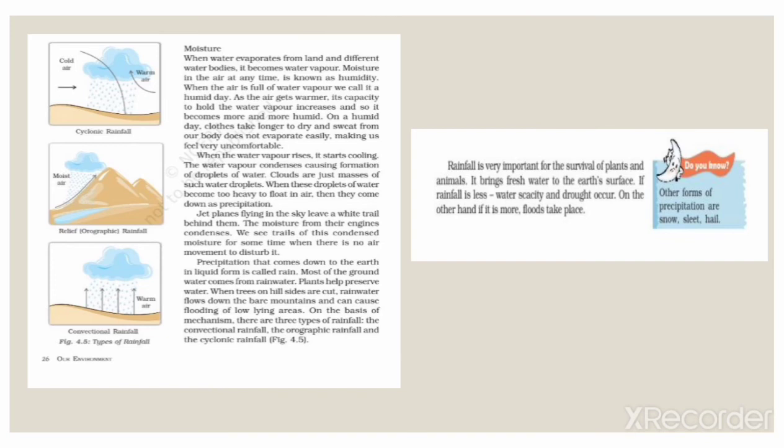There are three types of rainfall. Have you heard? One is relief or orographic rainfall, the second one is convectional rainfall, and the third one is cyclonic rainfall. So these are the three different types of rainfall.